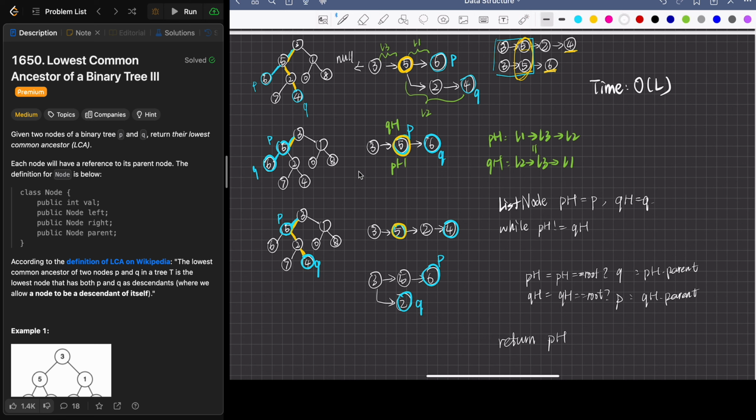And how about the space? We only use 2 helper nodes to help us, so we can assume that it is just constant. So that's pretty much it. And now let's move to the coding part.